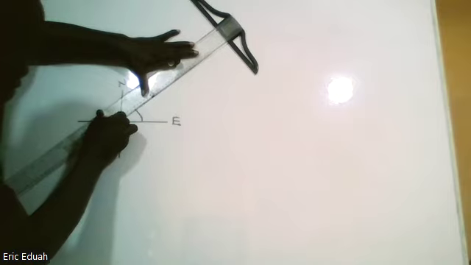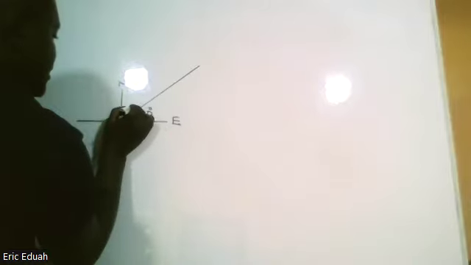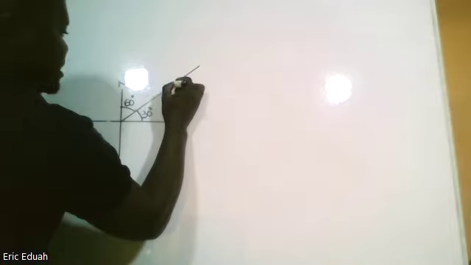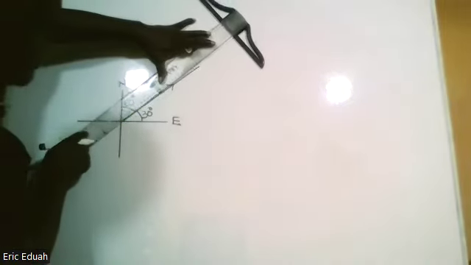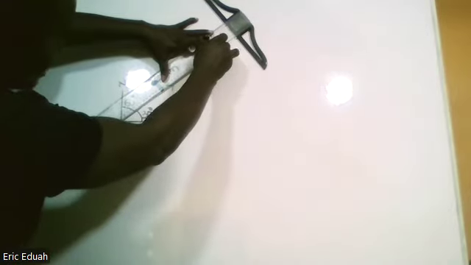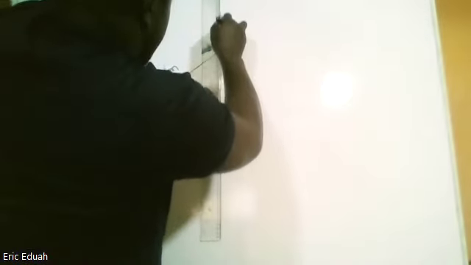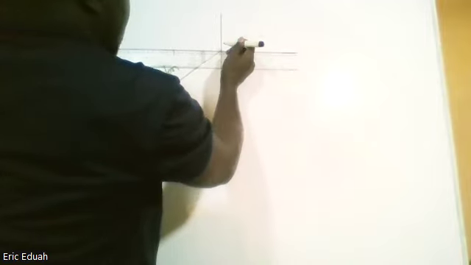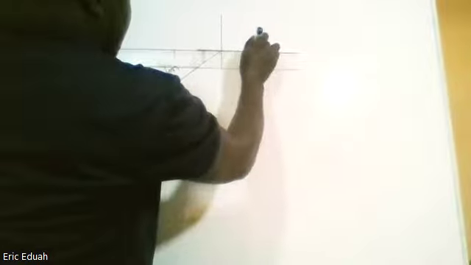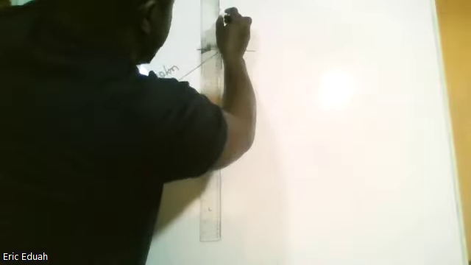Assuming this angle is 30, then it means that this is also 60. The displacement is 30 kilometers, so this becomes the displacement. Then from there, he went a displacement of 20 kilometers due north. So draw your cardinal point again. Of course, this becomes the north. So he went a further 20 kilometers from the north.